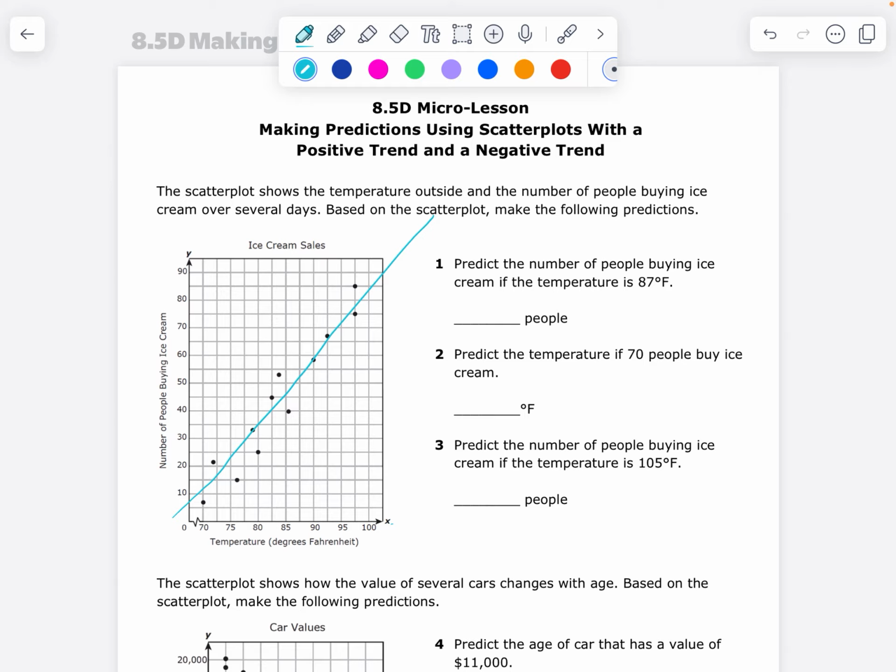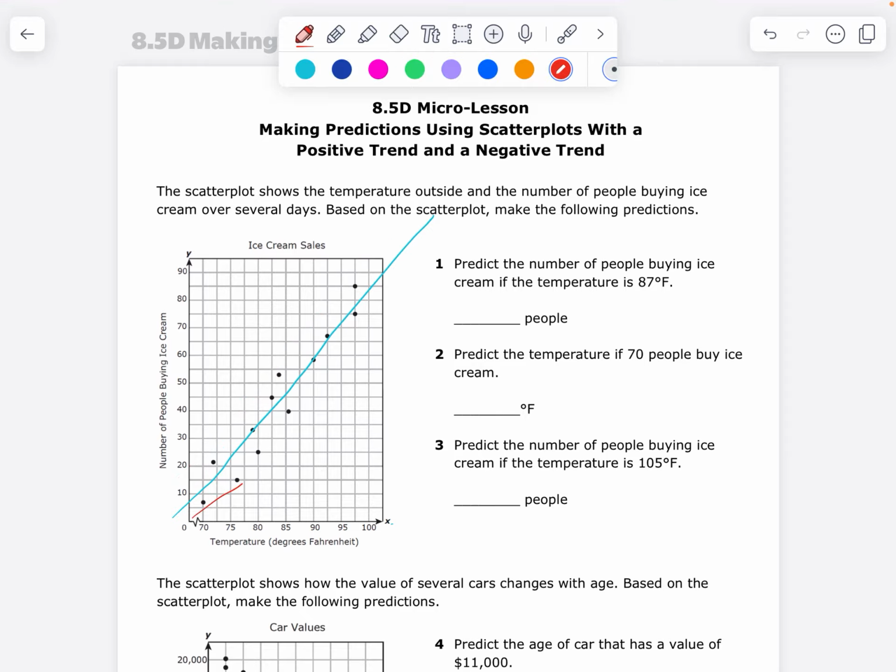And what I want you to know about this is notice that it went through most of the points. I have a few up or down, but mostly it goes in the middle. Okay, that's a correct trend line. I'm going to show you something that is not okay. If I draw a trend line right here, it doesn't even go through any of the points. So that's not even right. Okay, let me draw another one.